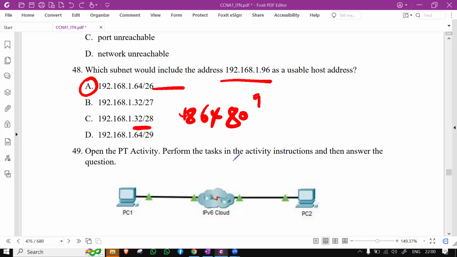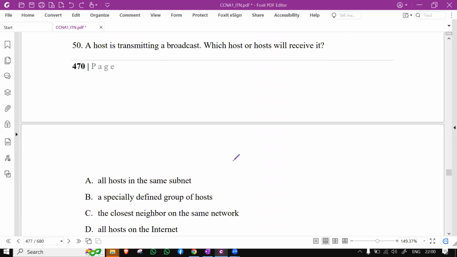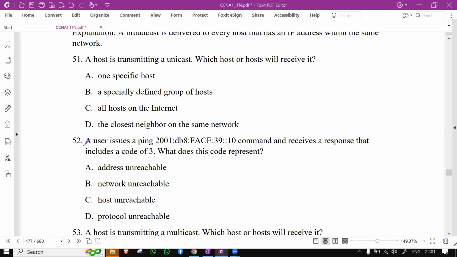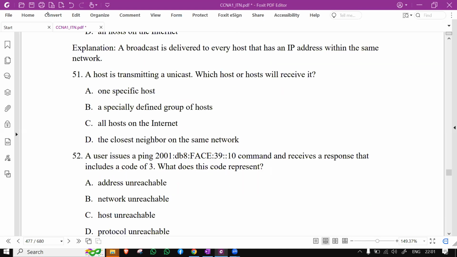Right, number 49, we don't have Packet Tracer. Number 50, the host is transmitting a broadcast. Which hosts will receive it? Everyone. All the hosts in the same subnet. This one is our answer. I'm not looking at every other answer here. The host is transmitting a unicast. Which host? One. These ones are simple.